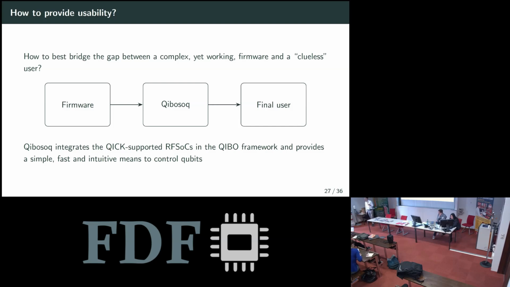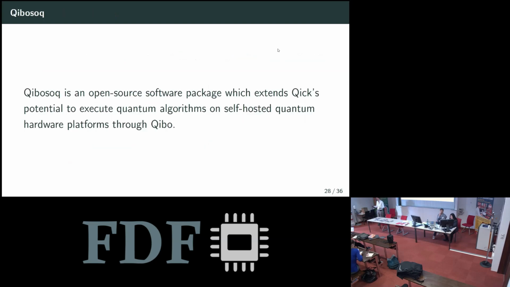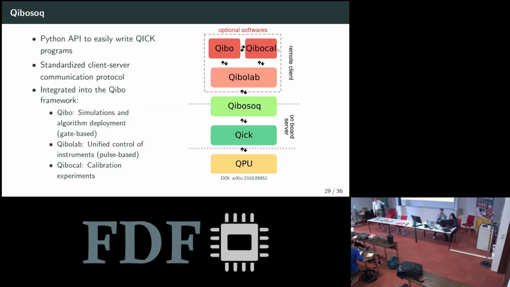Qibosoq is a layer in between and abstracts a lot of the low-level stuff that is more related to the firmware of QICK, in particular the assembly language and the register assignment part of QICK. It also integrates the QICK supported boards into the Qibo framework. Basically, the Qibo framework is composed of multiple libraries in Python that are supposed to be a full stack framework. So from CPU simulation and GPU, multi-GPU simulation, to deployment of algorithms with a platform that can be hardware independent, or hardware agnostic. So it currently supports both commercial solutions and Qibosoq, and so RFSoC solutions.